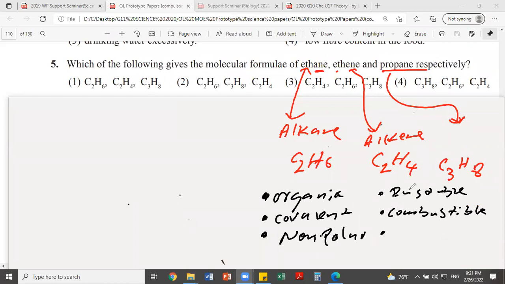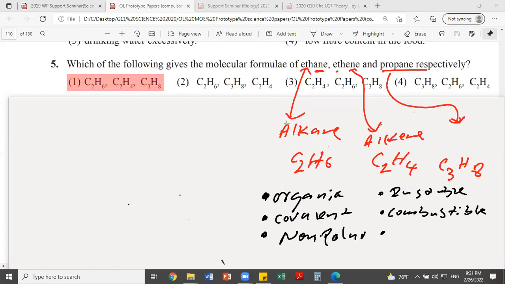And they have relatively low melting and boiling points, and with the increase of the relative molecular mass, boiling point and melting point increase. And they're less reactive also, right? I mean less reactive in the sense that they don't react easily. They are insoluble in polar solvents. Okay, the answer is the first one, so all of you are correct. C2H6, C2H4, and C3H8 propane.